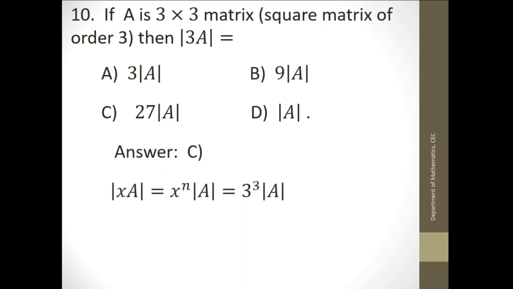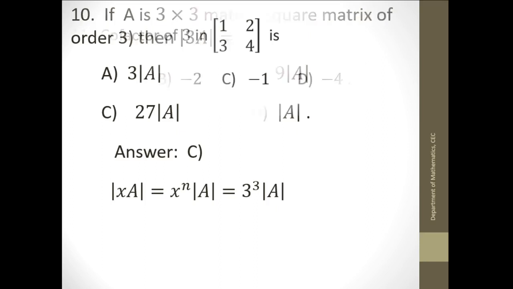See the logic here. The determinant of a constant x into A is x power n into determinant of A. Here n is the order, and the order is 3. So 3 power 3 into determinant of A, that is 27 into determinant of A.